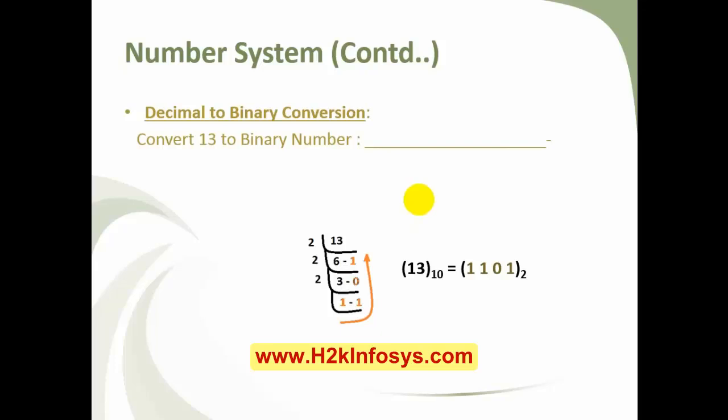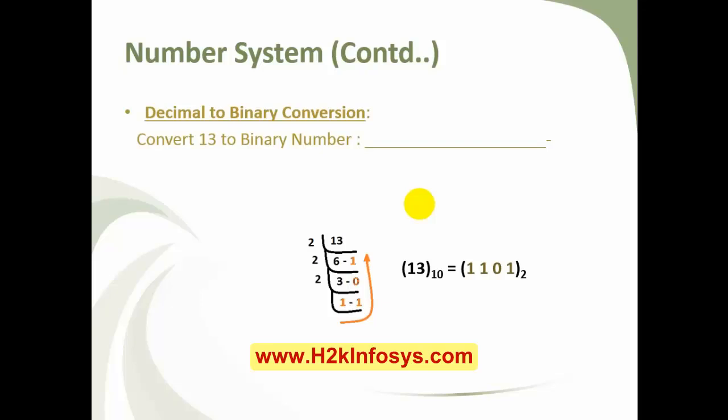So what is the biggest 4-digit binary number? Yeah, it is 1111. We discussed this in the first demo class. Anyway, I repeat again. Now, 1 byte is equal to how many bits?